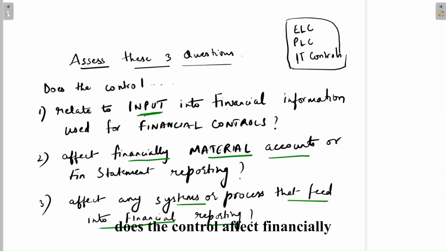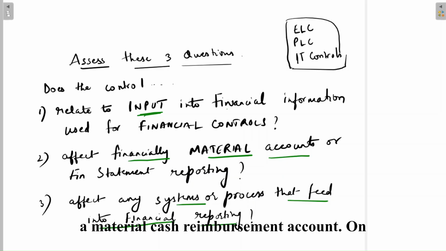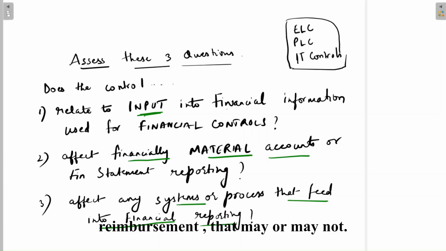Second, does the control affect financially material accounts? So consider this. If there's a control for revenue recognition, revenue is in any case going to be a material financial statement line item. It's a material account. In contrast, if you're looking at petty cash reimbursement, that may or may not be material. So based on materiality, if the control impacts a financially material account, it will be a SOX control.